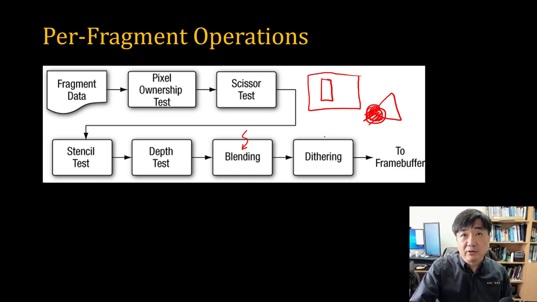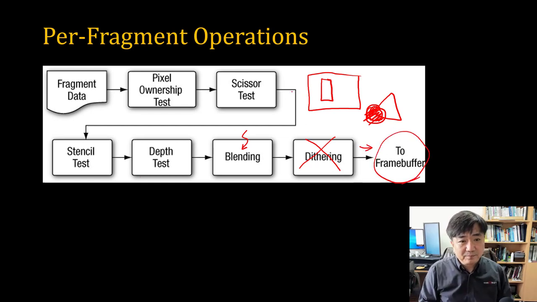And dithering. Dithering is a special kind of image processing to display on limited bit depth resources. Currently, dithering is not widely used. I will explain what dithering is, but I will not make an example of dithering. Then the result will be sent into the frame buffer. That is the per-fragment operation.